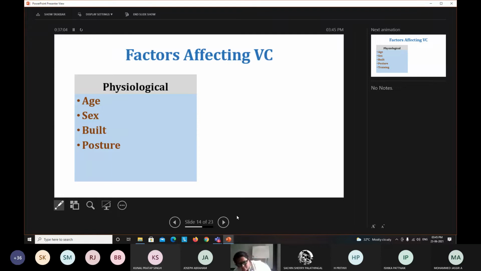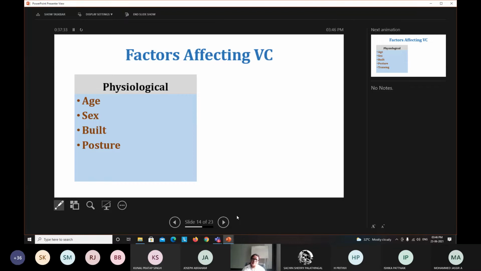Next factor is going to be posture. This is our experiment today, and we have to discuss this in detail. Posture, as I said, the three postures we used in this experiment: standing, sitting, and lying down posture. How is the vital capacity going to change? Listen very carefully. In standing position, vital capacity is maximum, and it is least in lying down position.